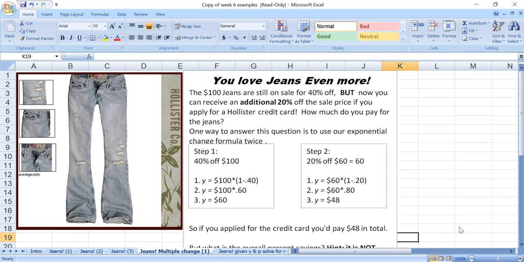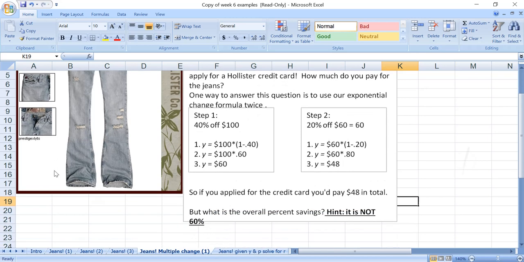But in order to solve for this, ideally, you would use the new minus old formula. So we'd plug in our new value of 48, our old value of 100. 48 minus 100 divided by 100 would get us to 52%, okay?